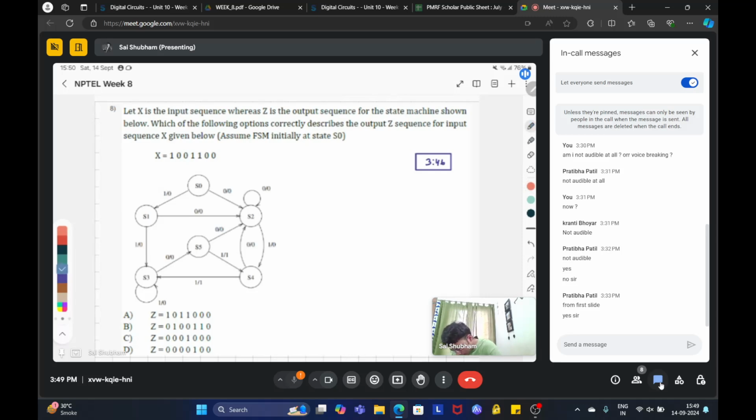So if you want some hint, I can give you. Actually, it does not require any hint. Just to confirm that you know it, the first one represents your input signal and the second one represents your output. So here in this case, the input is X, whereas output is Z. Okay. So I think this will help you to answer this question.